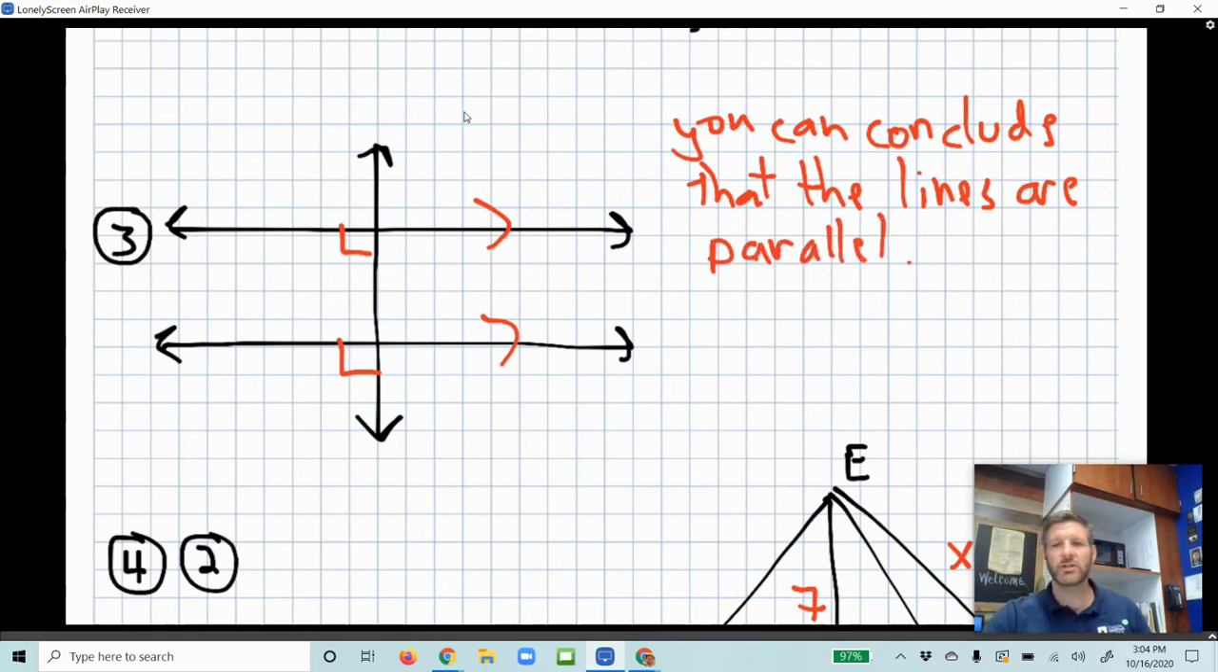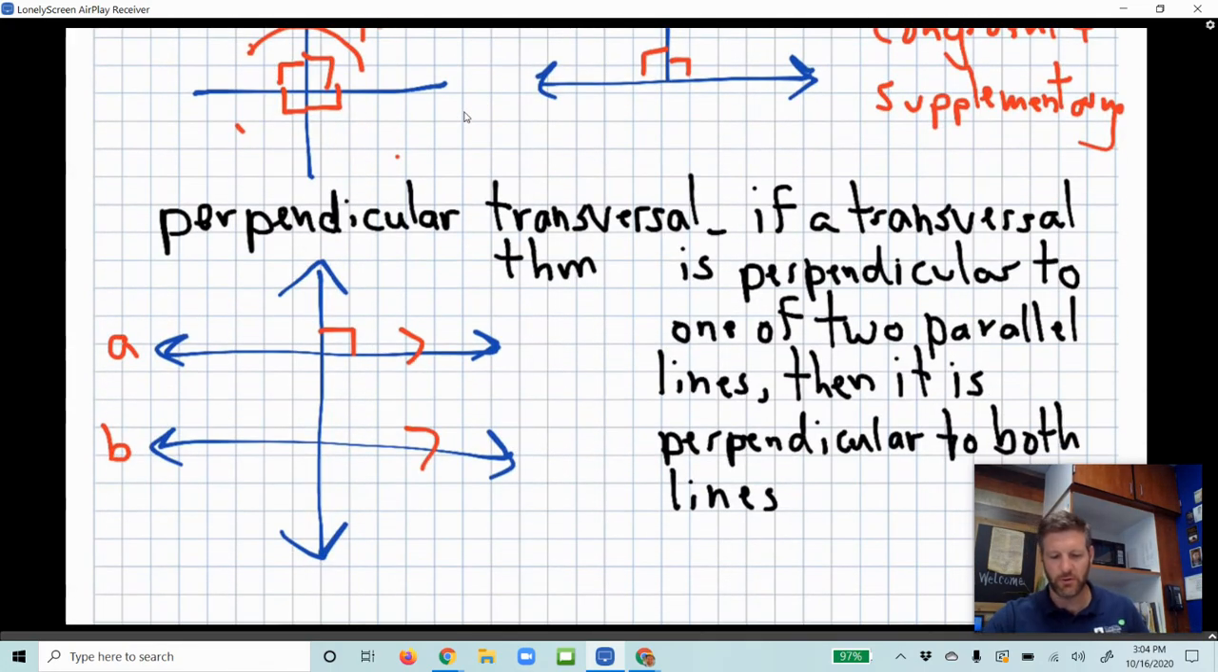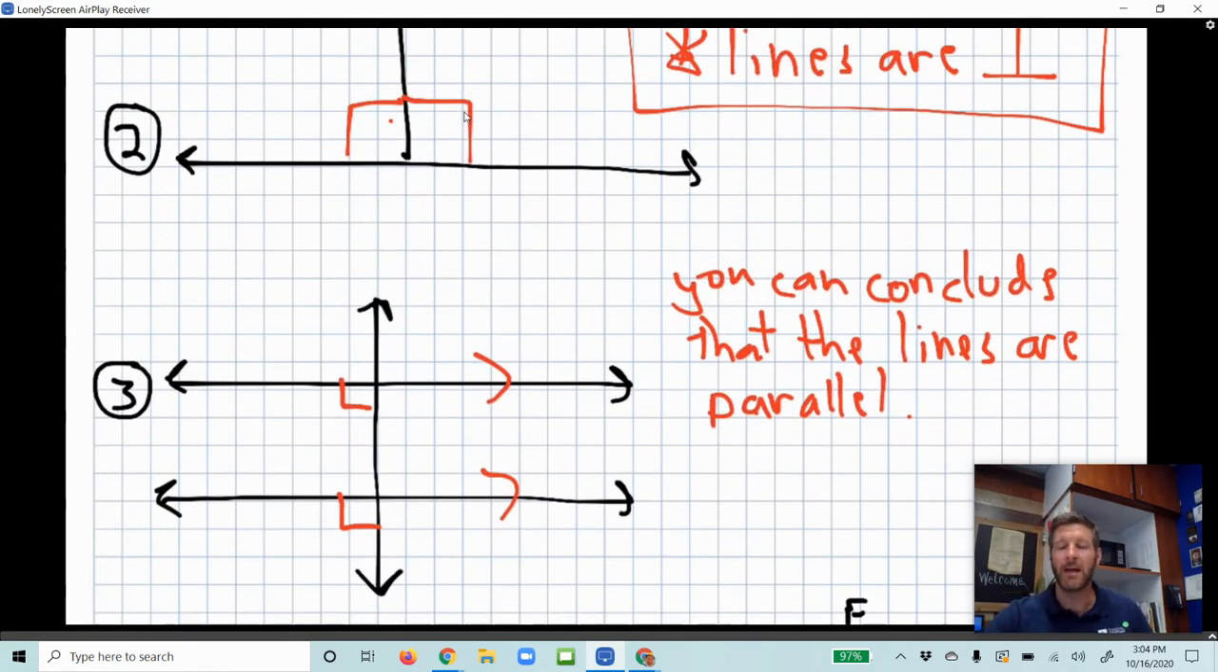Okay, and notice this is just the converse of the theorem that we did up here. The perpendicular transversal theorem said if a transversal is perpendicular to one of the lines that are both parallel, then I can infer that this other angle must also be perpendicular. This question is basically saying, what if you know first that they're both perpendicular? Well, then you can conclude that the lines are parallel.